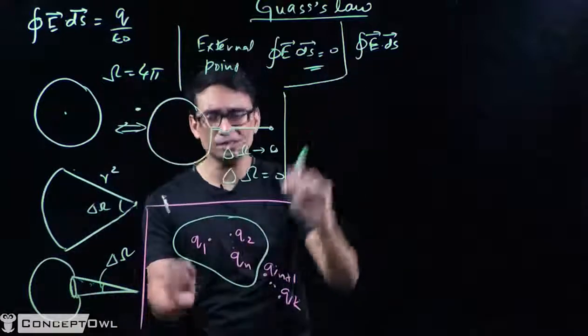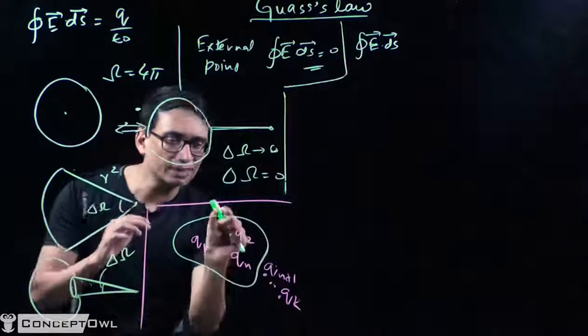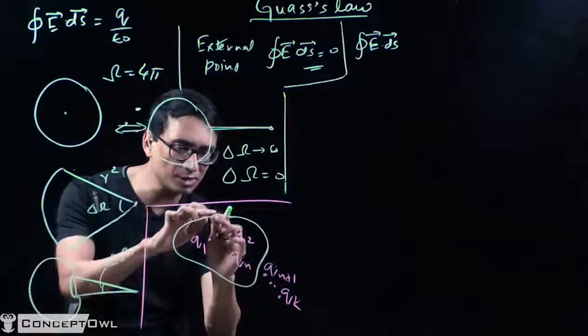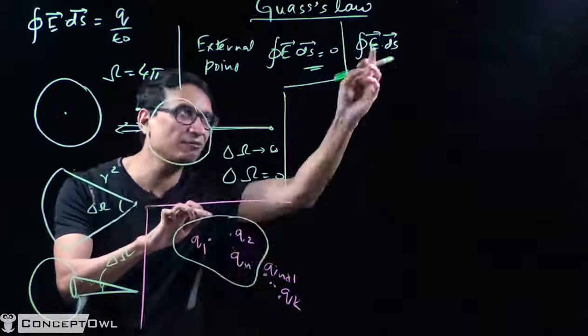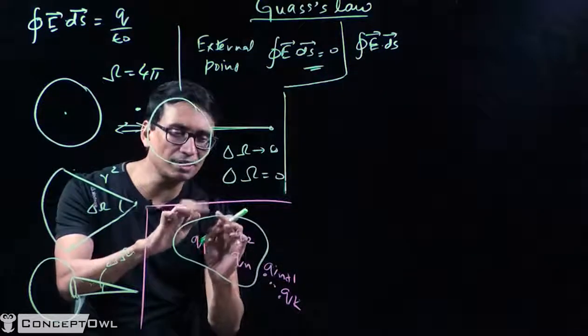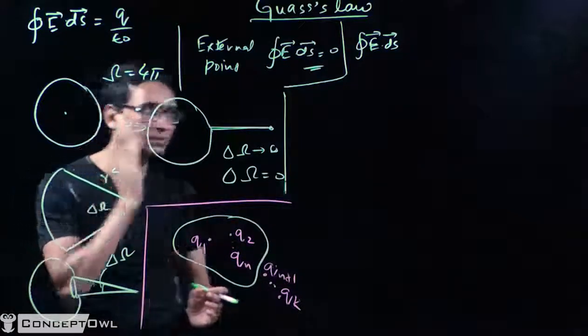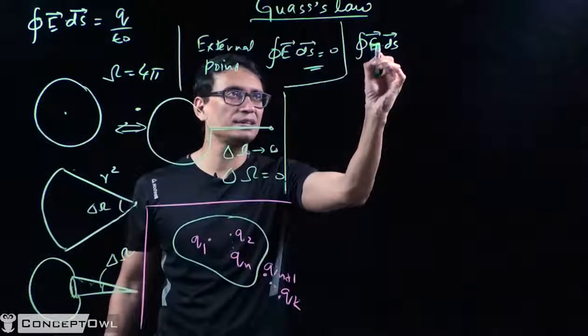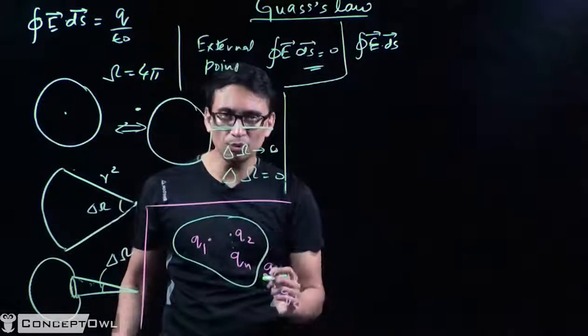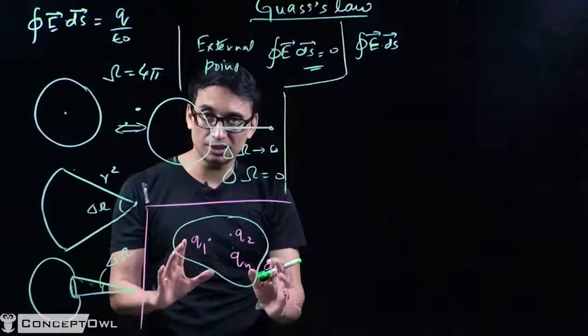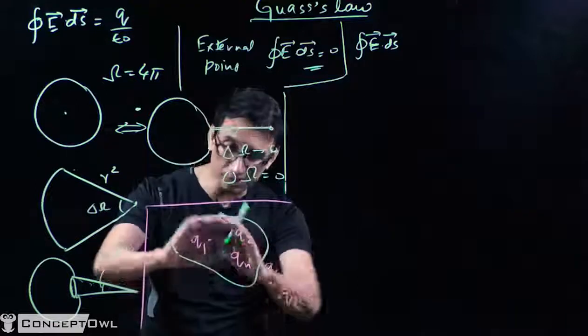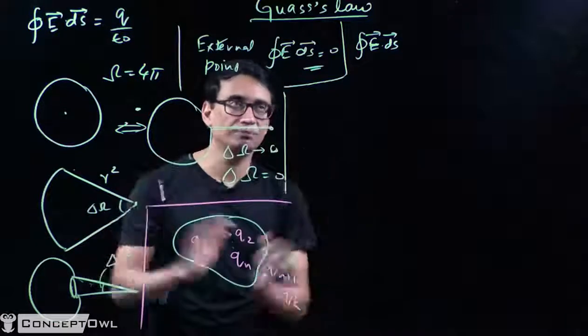Now what does it mean? Conceptually, if I take small area elements at each point, I find the electric field, and I take the area element vector and take the dot product, and then I add it up over this whole surface. Now what is the electric field here? E is the electric field due to all the charges put together, not just one charge, not just charges inside, but all Q1 to Qk.